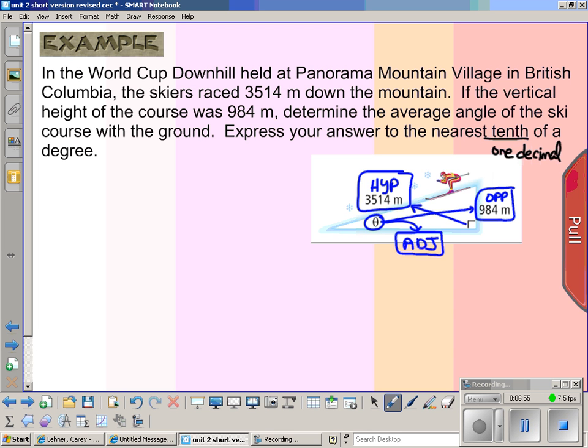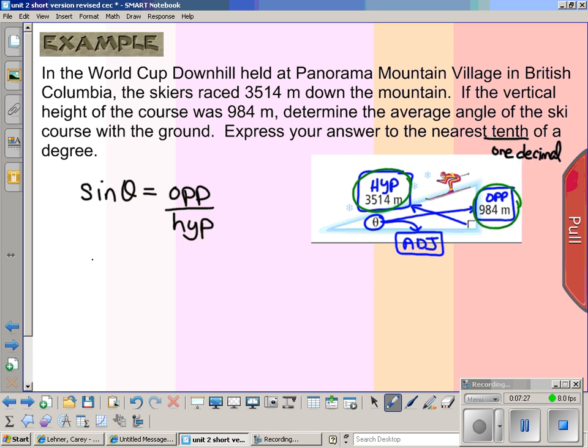Now in this question, we need to look at what pieces of information we are given. We were given the opposite side and the hypotenuse. So we need to think about which of the trig ratios uses opposite and hypotenuse. And your answer is the sine ratio. Sine of an angle is equal to opposite over hypotenuse. So that's how we determine which ratio we use.